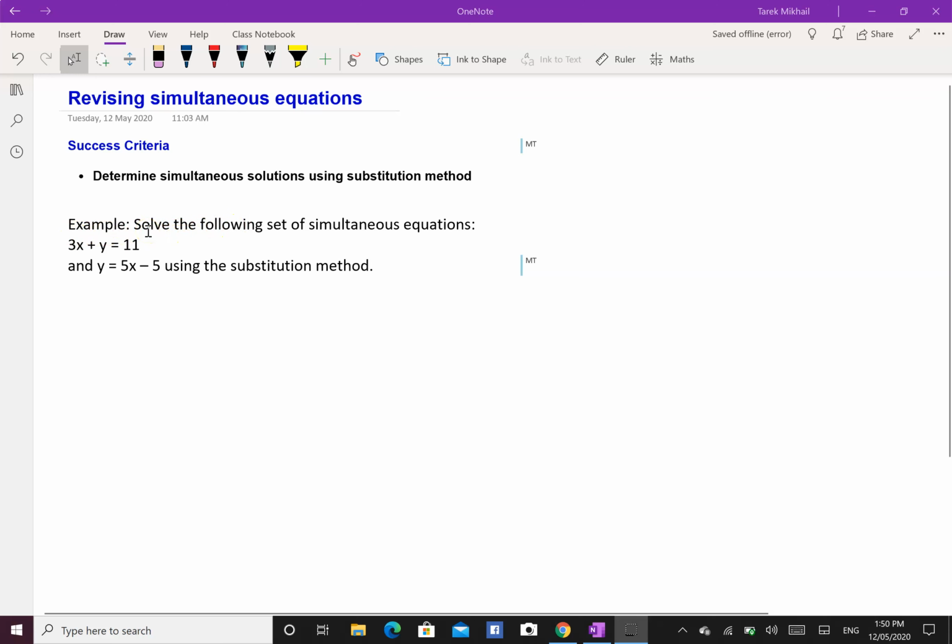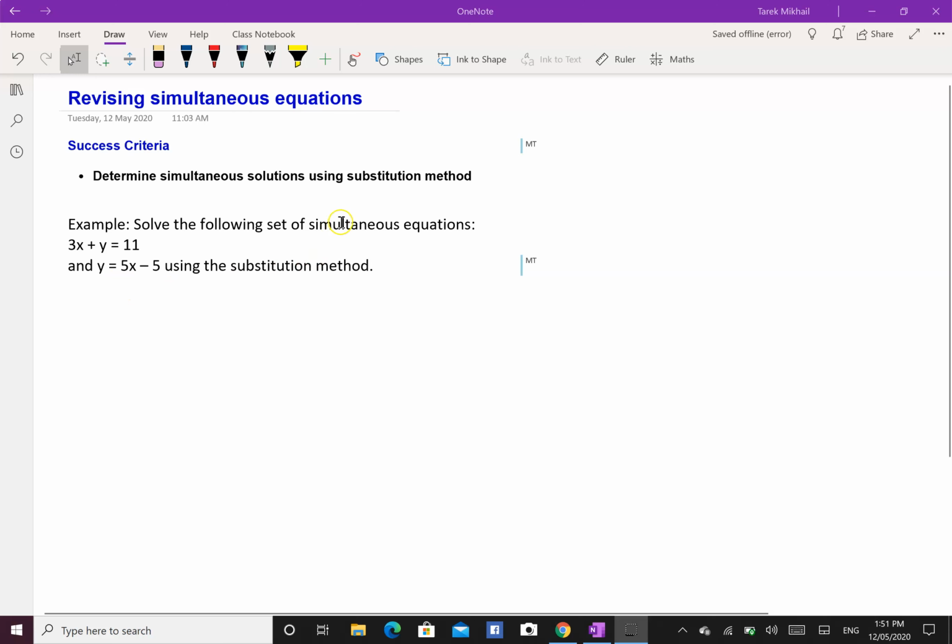So this example has two equations. Simultaneous equations means two equations in two variables. So the variables here are x and y, and we need to find the solution, or the values of x and y. This example says, solve the following set of simultaneous equations: 3x plus y equals 11, and the second equation is y equals 5x minus 5. We're going to solve this using the substitution method.